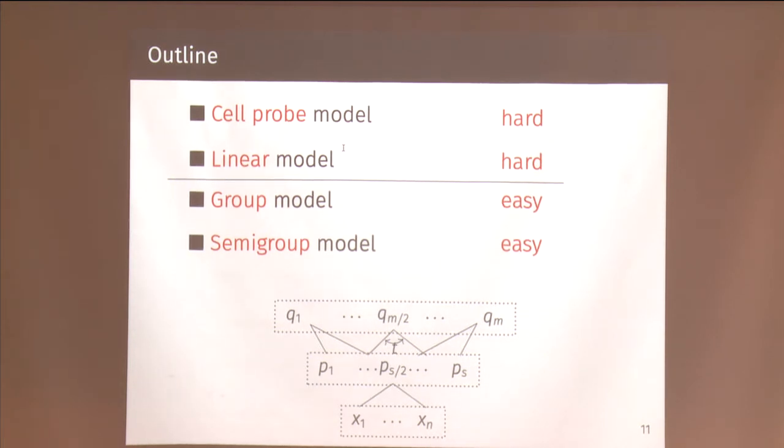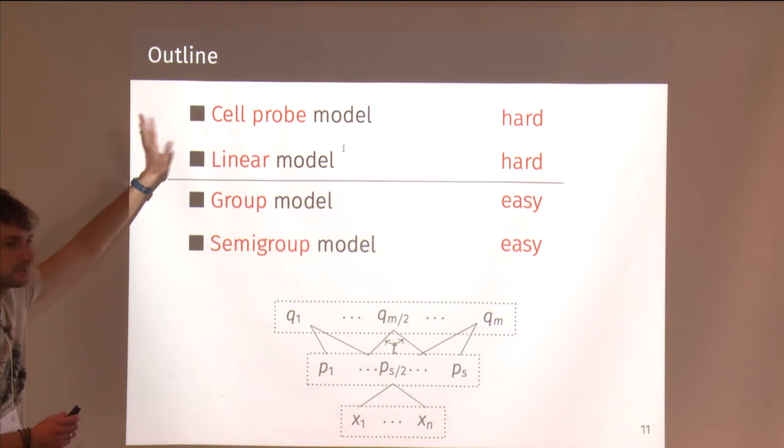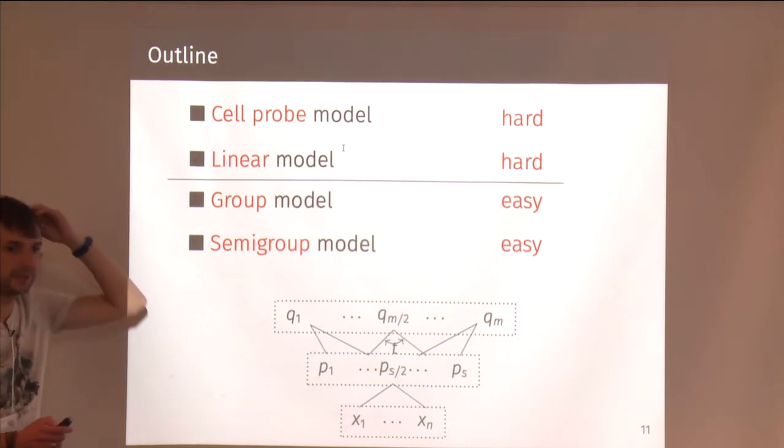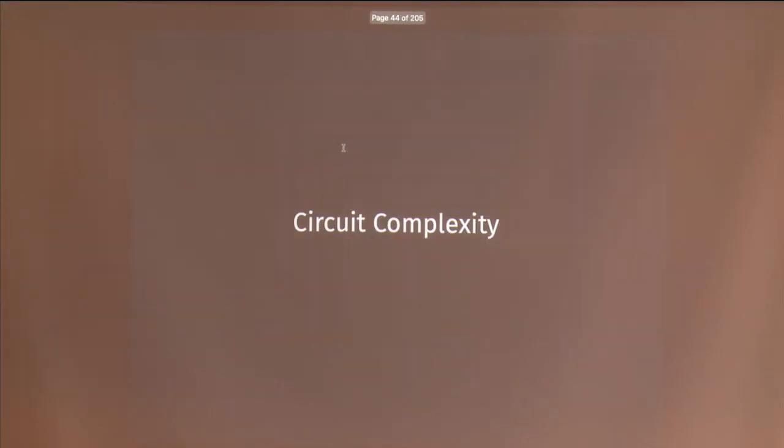Okay? So let's start with a barrier saying that with current techniques, it should be hard to significantly improve on the cell sampling lower bound in these models. So this barrier is coming from the area of circuit complexity. Let me quickly introduce the main notation from this area.